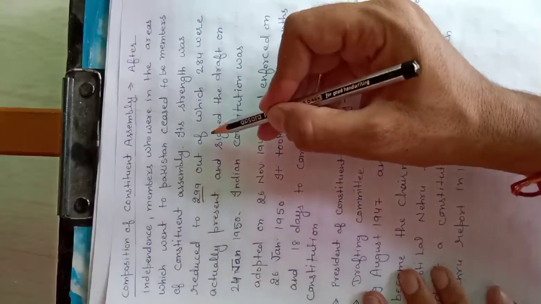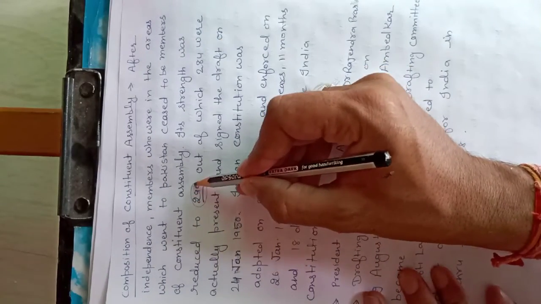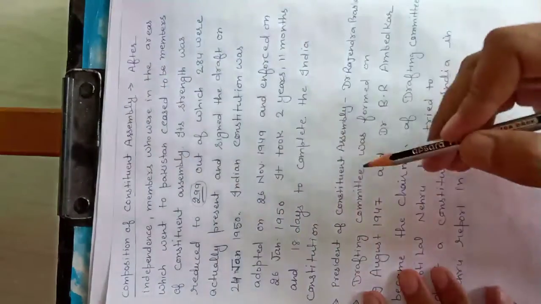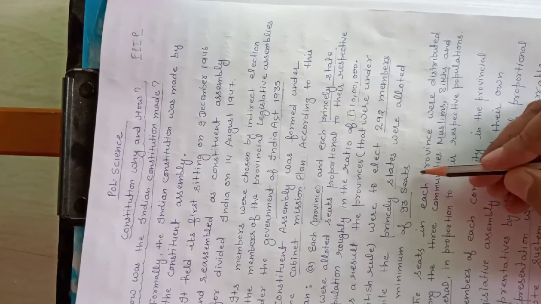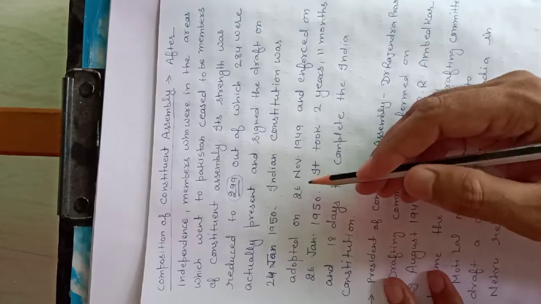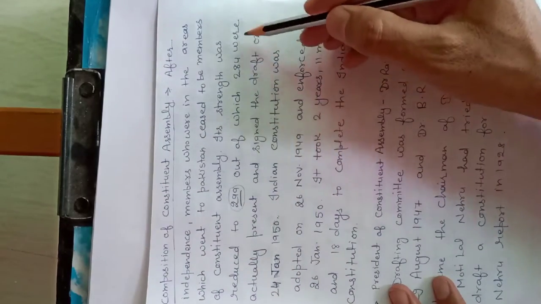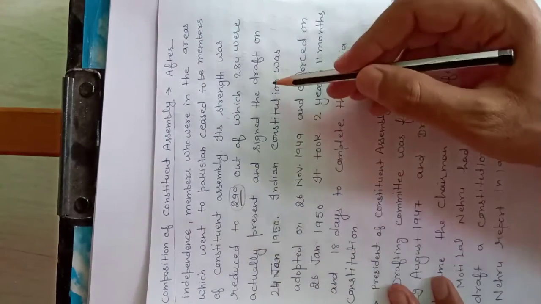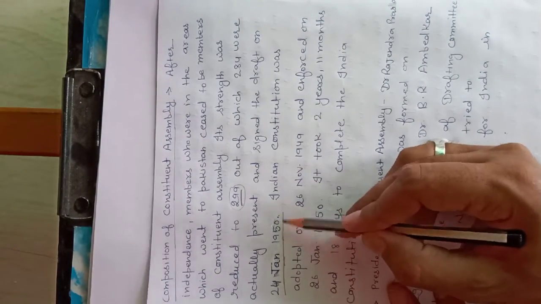Its strength was reduced to 299, out of which 284. At that time there were 292 members from provincial states and 93 from princely states. Now the number of constituent assembly members was reduced to 299, and out of 299, 284 were actually present and signed the draft of Indian Constitution on 24th of Jan 1950.